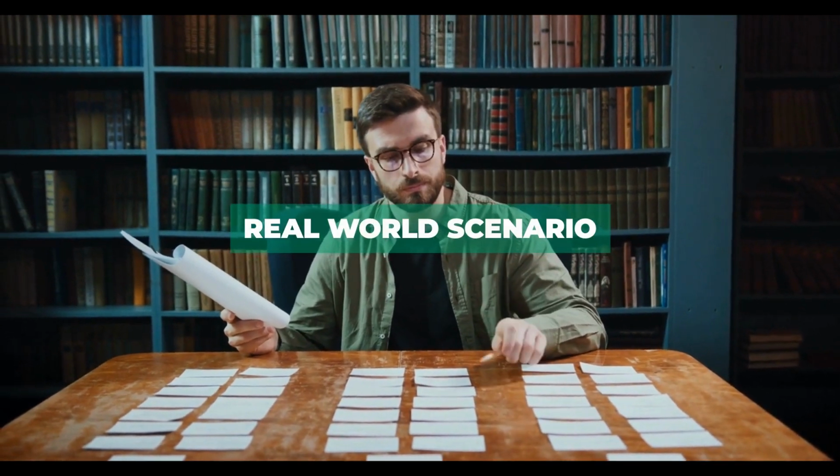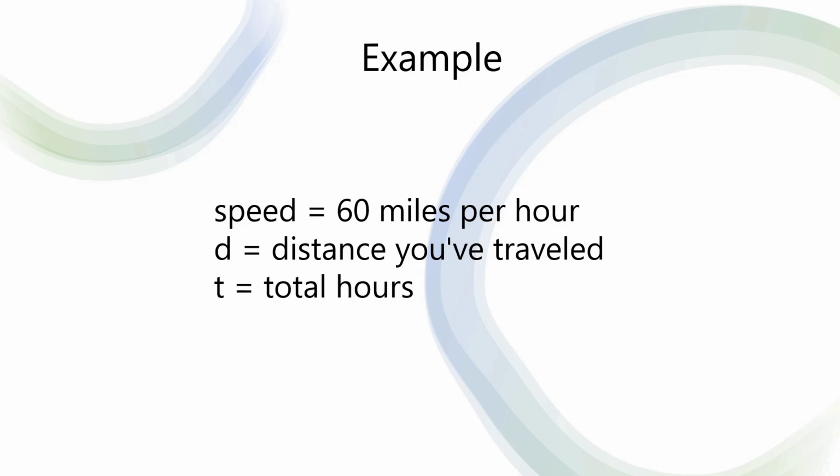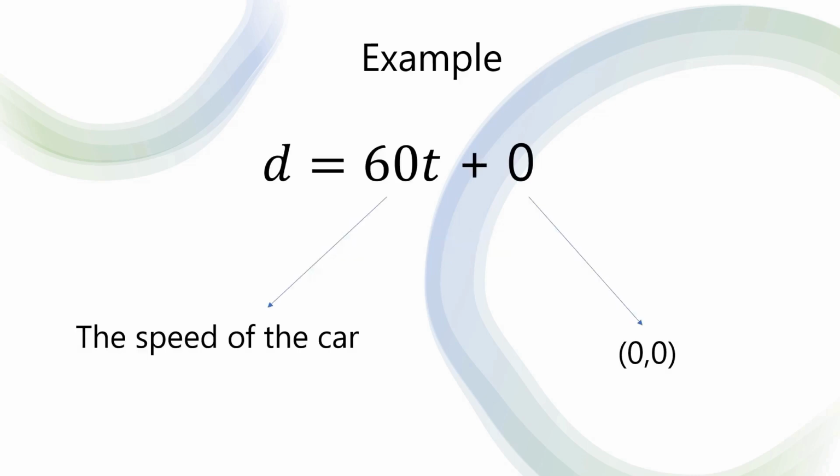Example 2, let's explore a real-world scenario. Imagine you are on a road trip and your car travels at a constant speed of 60 miles per hour. The distance you have traveled, symbolized by d, depends on the time in hours, which is symbolized by t. This relationship can be expressed as the linear equation d equals 60t. In this equation, the slope 60 represents the speed of your car and the y-intercept is 0, as when time is 0, the distance traveled is also 0.